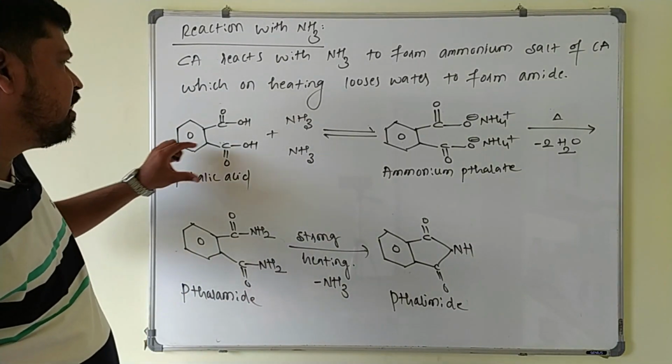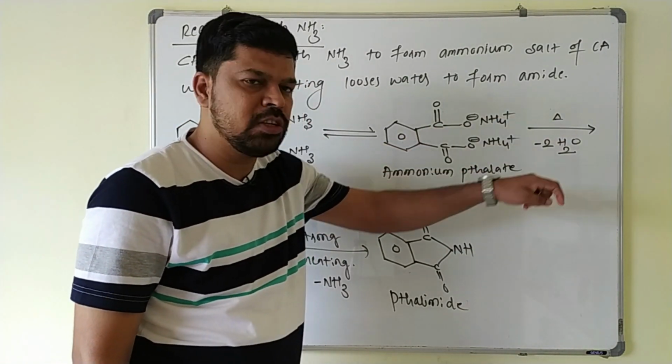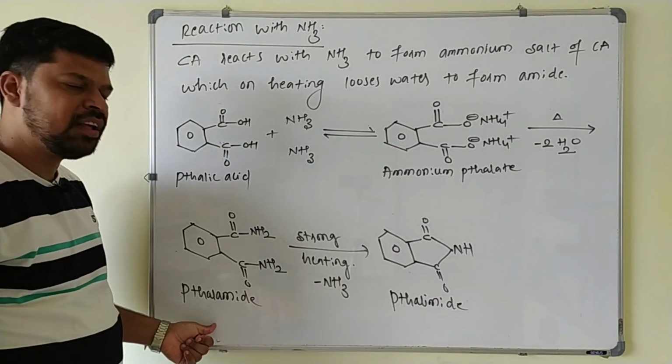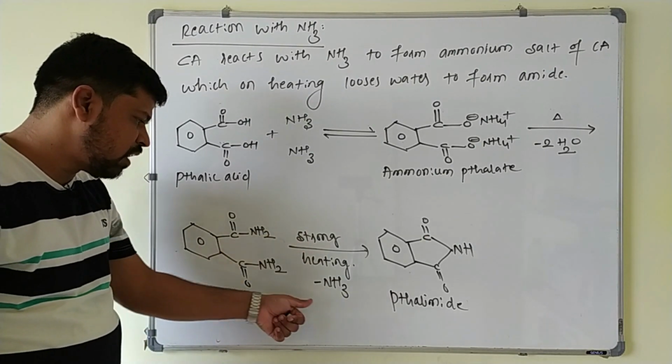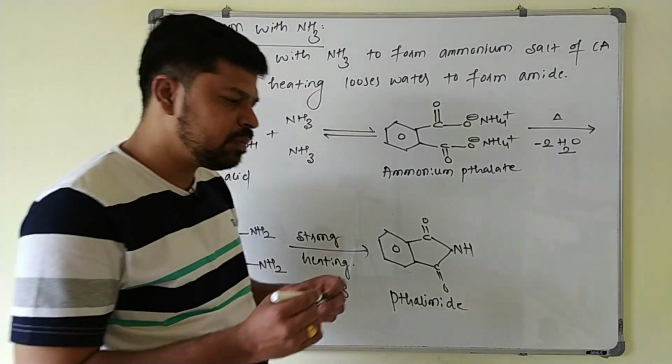So phthalic acid treating with ammonia gives ammonium phthalate, a salt; again heat, it loses water molecule to form phthalimide. This phthalimide on strong heating loses ammonia molecule to form what? Phthalimide here. Okay. Next one.